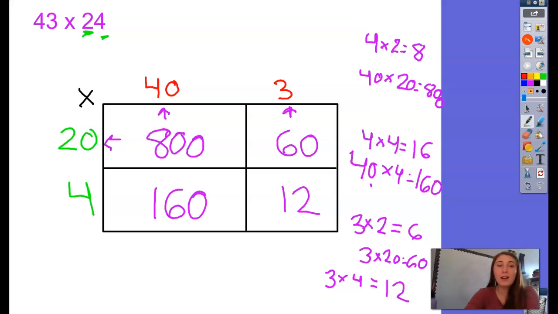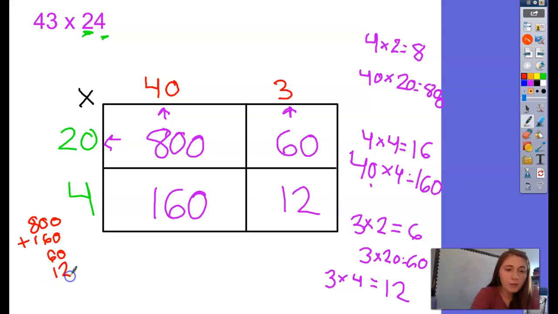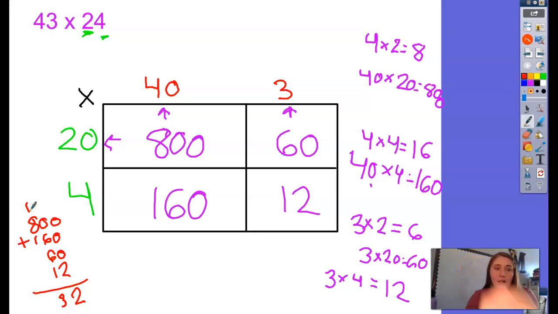So now that you've added up, we're going to look and see what we did. So we have 800 plus 160 plus 60 plus 12. So I'm going to start with my ones. 0 plus 0 plus 0 plus 2 is 2. 0 plus 6 plus 6 plus 1. 6 plus 6 is 12, plus 1 more is 13. So I'm going to write down my 3, carry my 1, and then 1 plus 8 is 9, plus 1 more is 10. So I get a total of 1,032.